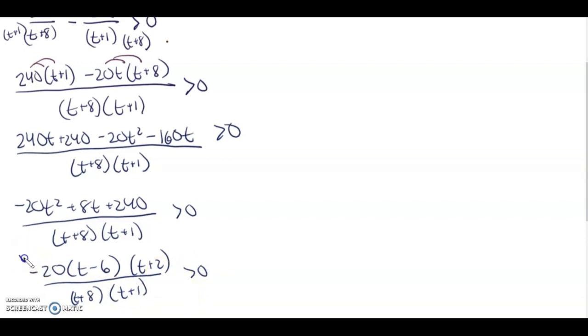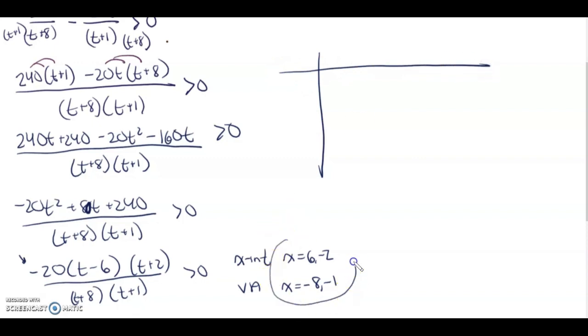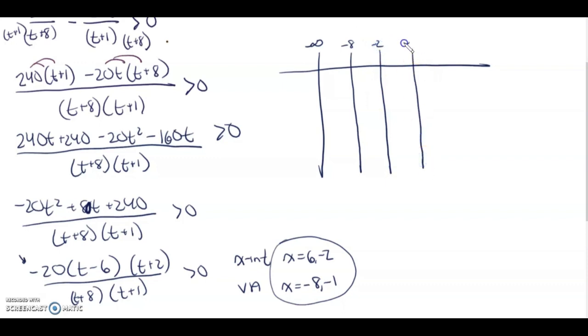So just go ahead and factor out the negative 20 and then do some product sum. So when I look at this, I look at the numerator for the x-intercepts, which are 6 and negative 2. And I look at the denominator for the vertical asymptotes, which are negative 8 and negative 1. So for the chart, we are going to write in the x-intercepts and the vertical asymptotes. So we start at negative infinity. The next number would be negative 8. And we get negative 2, negative 1, 6, and infinity.